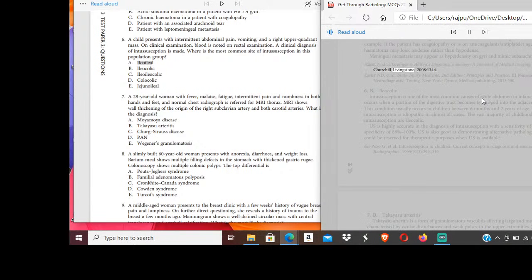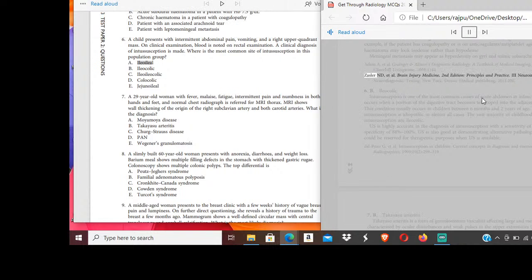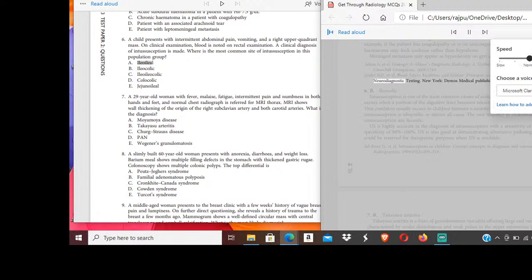York, Churchill Livingstone, 2008:1344. Zasler N.D., et al. Brain Injury Medicine, 2nd edition, Principles and Practice. 3. Neuroimaging and Neurodiagnostic Testing. New York, Demos Medical Publishing, 2013:200.